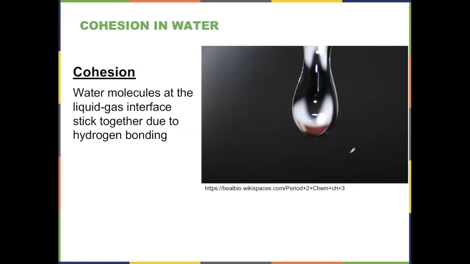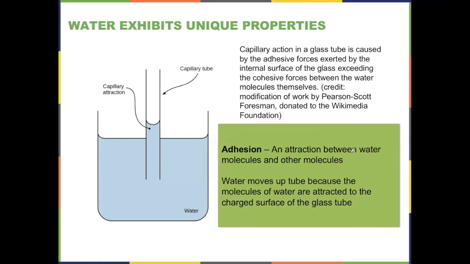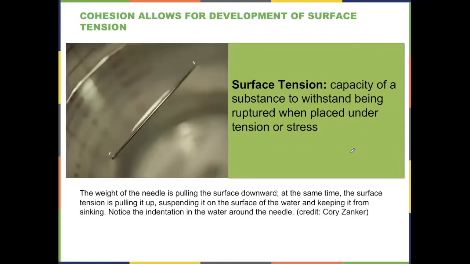So cohesion: water molecules stick well to each other, right? So drops of water actually hold themselves well together. This creates what is called surface tension. So water essentially forms a skin on it, right? And you can float things perhaps that you would not expect in water because of this. In fact, some insects, for example, walk on the surface of water for this reason.